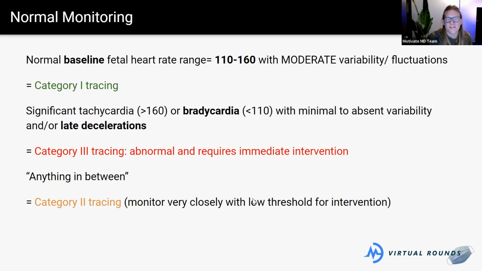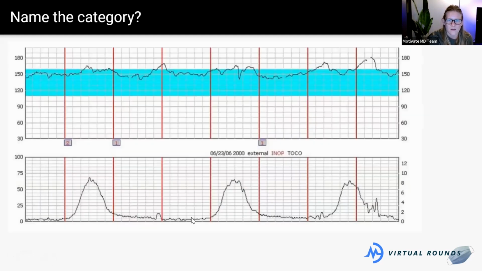So it's kind of like if it's not one and it's not the other, then it just falls into this category. And this is not as concerning as category 3, obviously, but it's still something that you want to keep a close eye on.